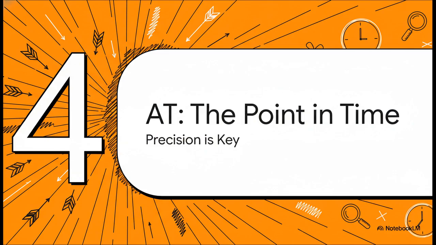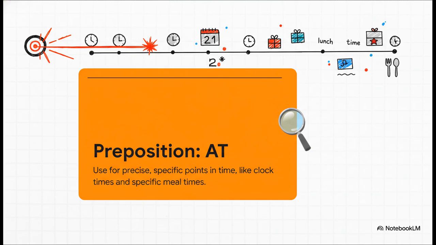Okay, we've got the month, we've got the day. Now it is time to get really precise. We are moving down to the very tip of our inverted pyramid. We're talking about AT. At is your tool for absolute precision. It's for the exact moment something happens.